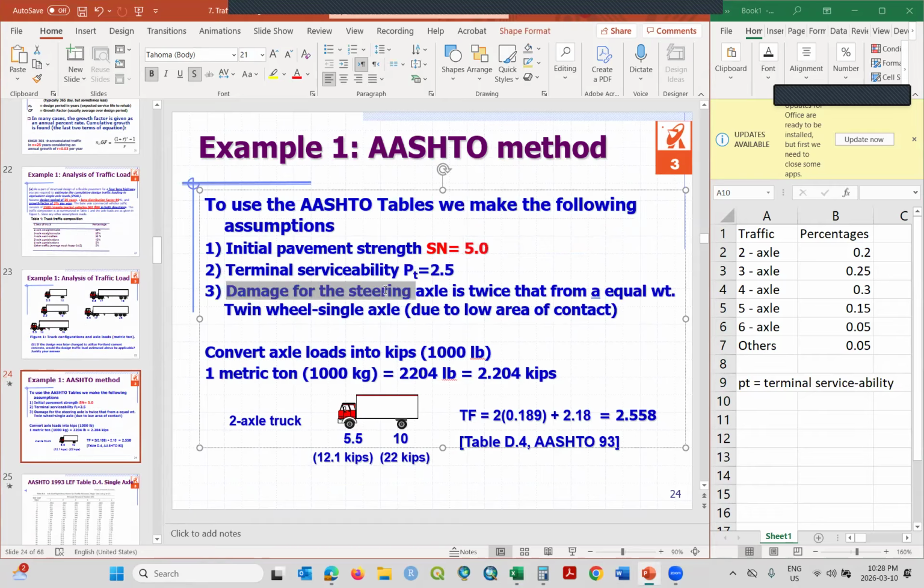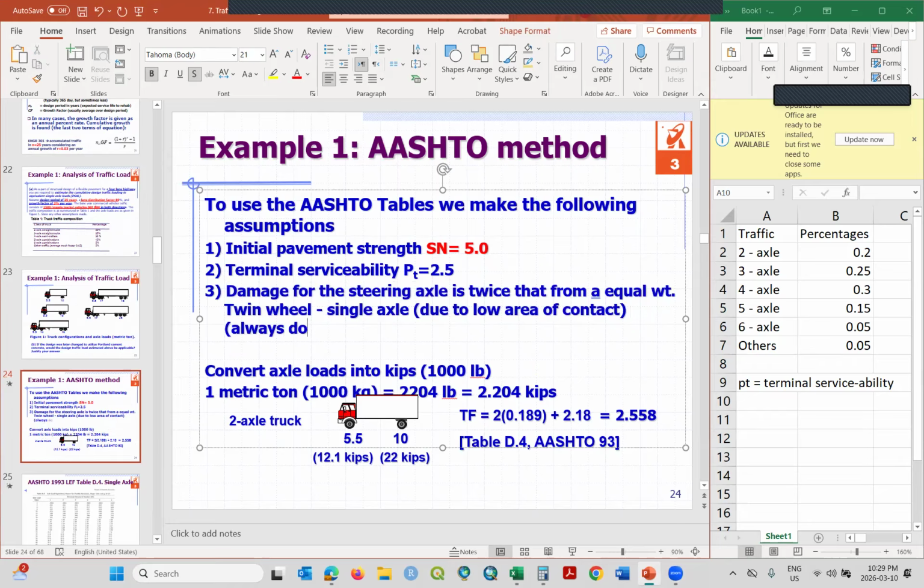We're going to assume that the steering axle will produce twice the damage of a single axle, because it's half the contact area. This is an assumption that you can always make. It's a rule of thumb assumption.